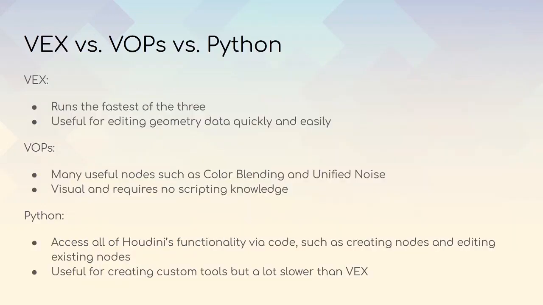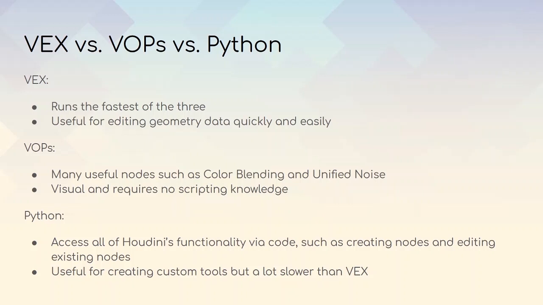There are 3 ways to create custom geometry nodes in Houdini: VEX, VOPs, and Python. VEX is the fastest of the 3 and is very useful for editing geometry data. If you want to edit specific points on a primitive in your geometry, VEX can do that easily. Not to mention, it's good at creating geometry such as polylines.